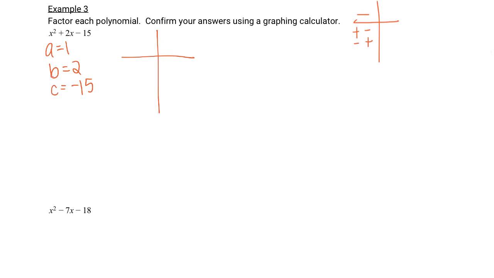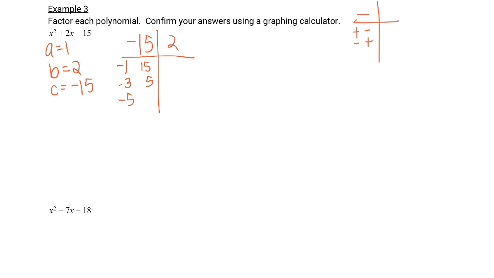Making a table. We've got A times C is negative 15. B is 2. Need to multiply two numbers together to get negative 15. That means one has to be negative. So I've got negative 1 and 15, negative 3 and 5. Now, if these are both the same sign, this is where we would stop, but they're not.